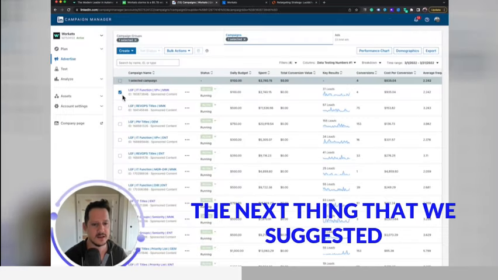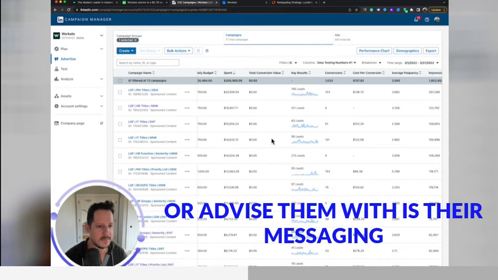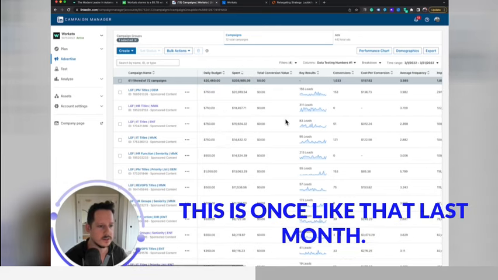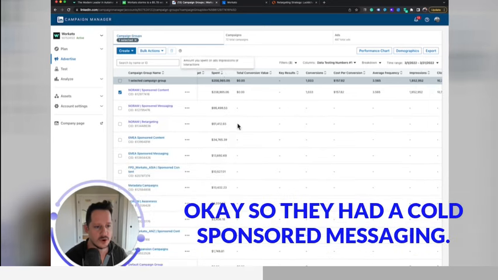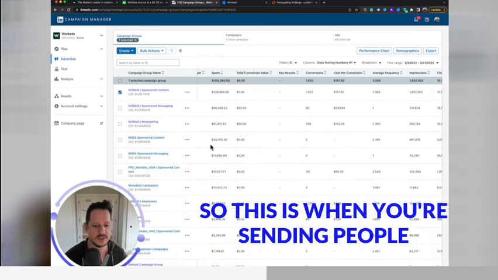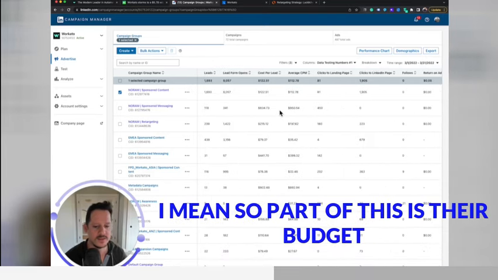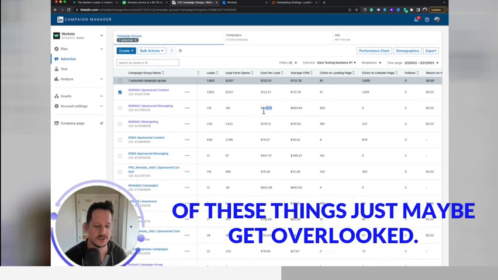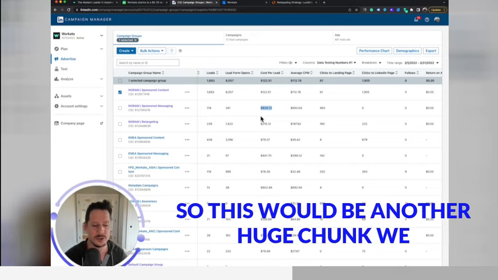The next thing that we advised them on is their messaging ad. So let's go back here. Let's look at last month. Okay, so they had a cold sponsored messaging campaign. This is when you're sending people messages in their inbox. And the cost per lead on this one, so part of this is their budget's so huge and they have so many campaigns, it's kind of a complex beast that some of these things just maybe get overlooked. So this one's producing an $834 cost per lead. So this would be another huge chunk we can save.